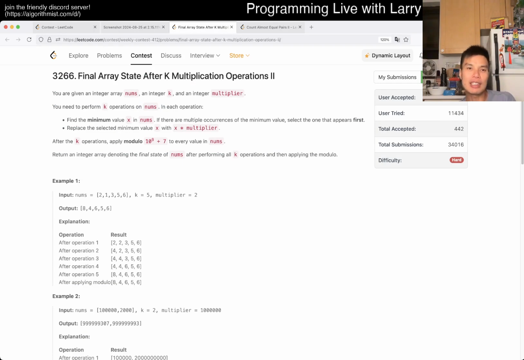But yeah, so this is the same as Q1, right? And if you already had the idea of using a heap, this will also help you using a heap, right?